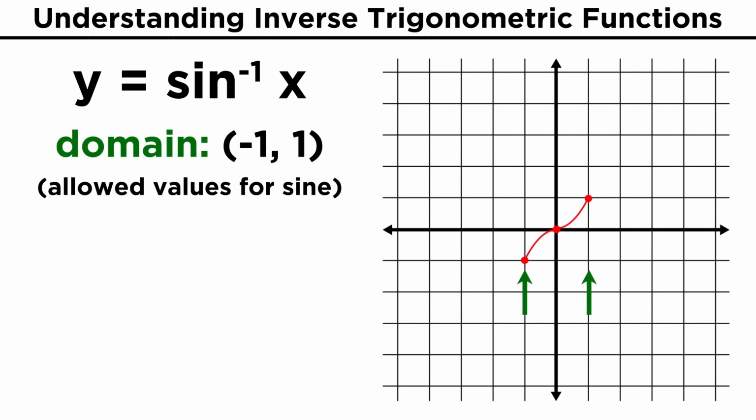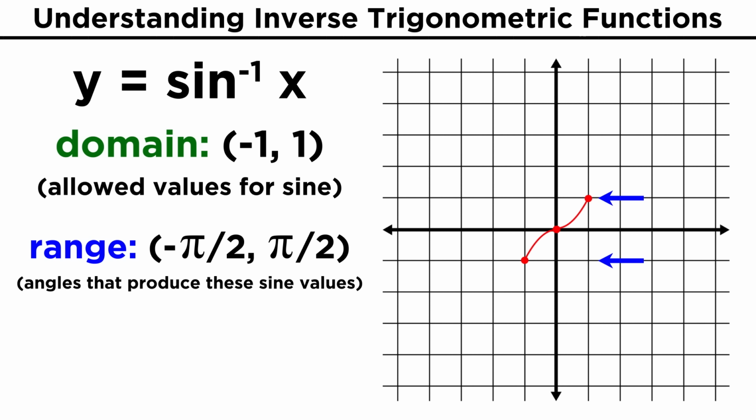The domain of this function will be negative 1 to 1, because those are the only sine values that are possible. The range will be negative half pi to half pi, because those are the angles we get when we plug in each possible unique sine value.